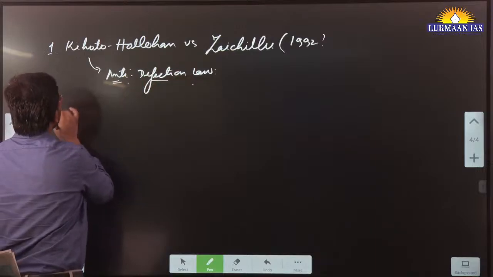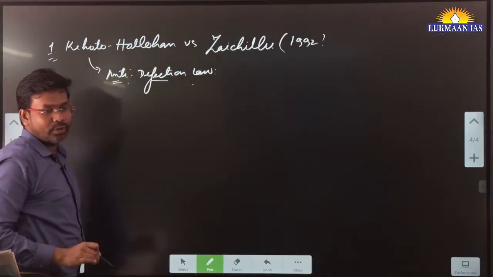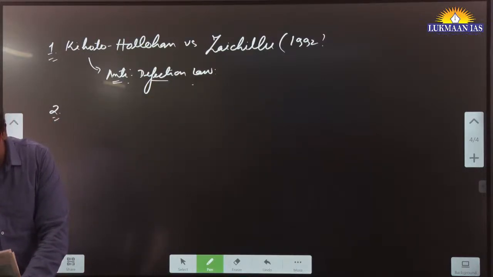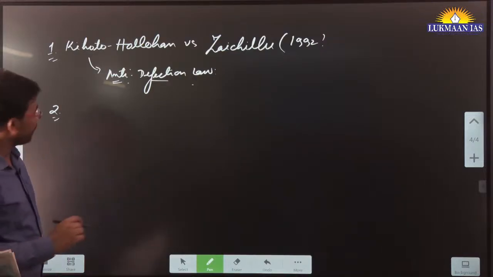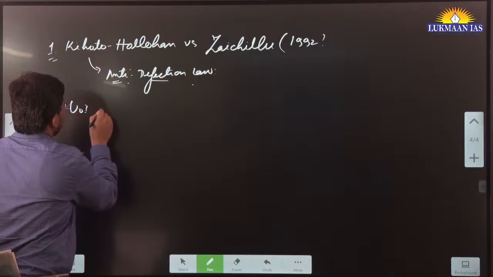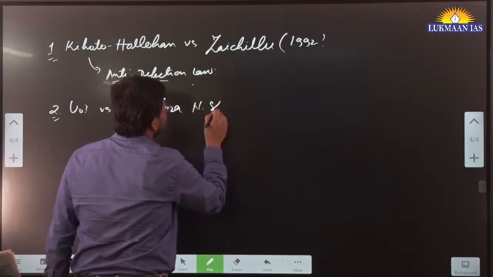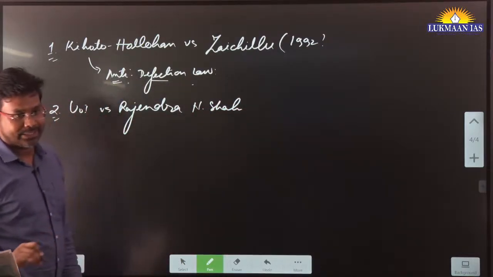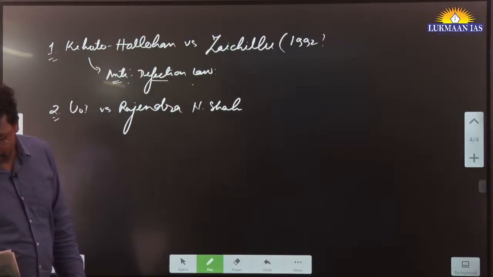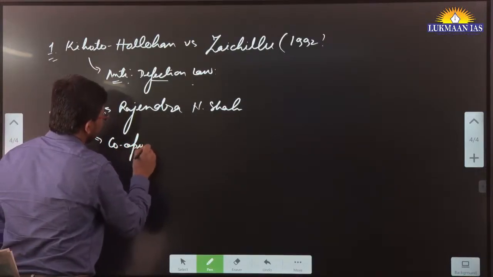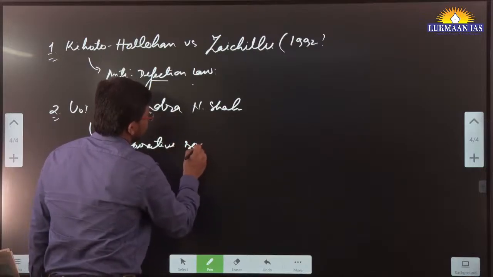So in this case, the Supreme Court of India talked about the anti-defection law. Apart from this, there is another case known as Union of India versus Rajendra N. Shah. This is also important, as there can be a question next year in the mains exam from this topic itself. They struck down provisions of the Constitution 97th Amendment Act, which was related to the establishment of cooperative societies.